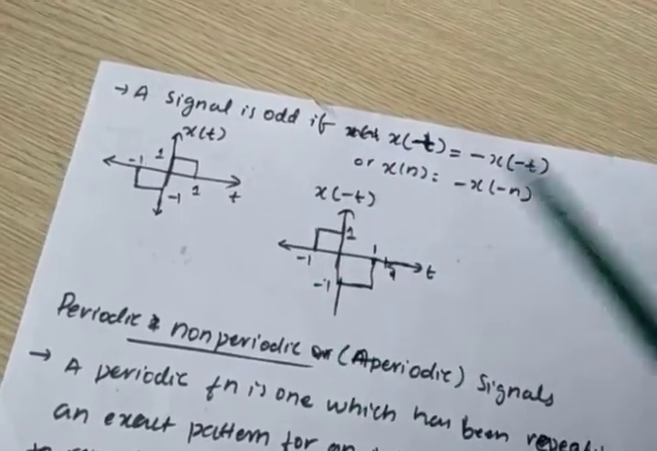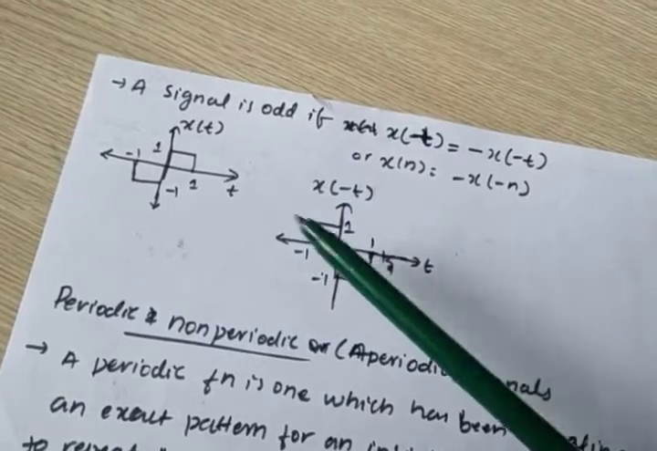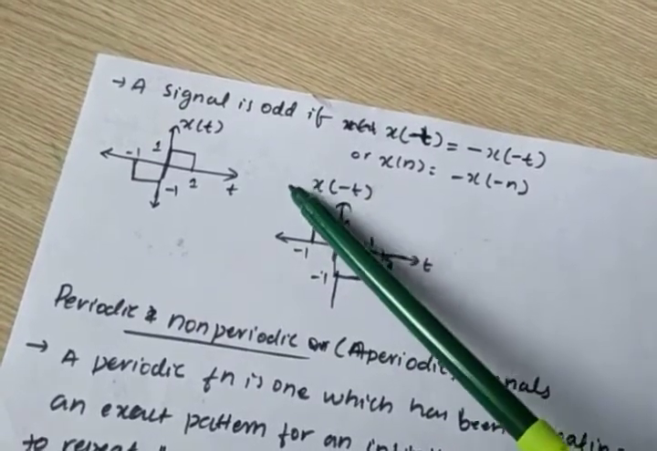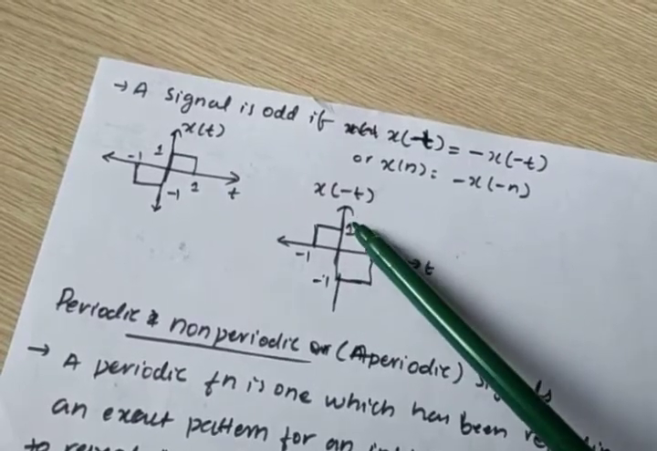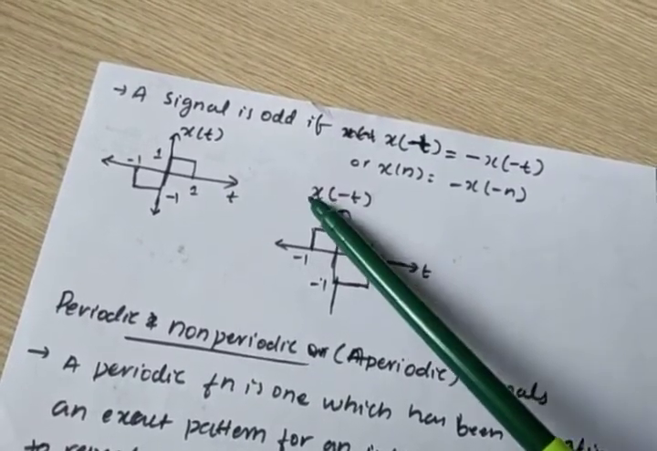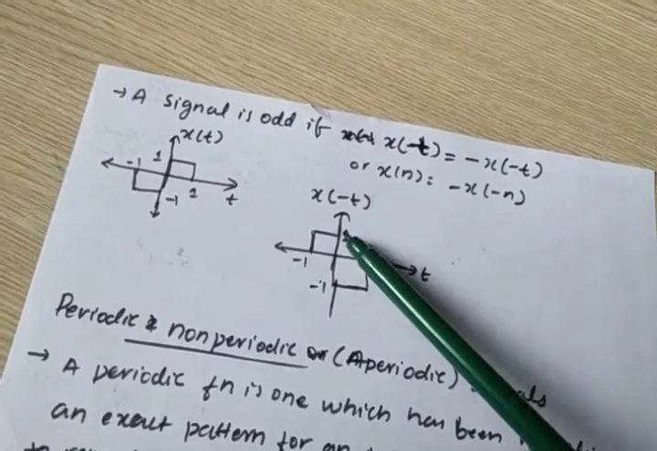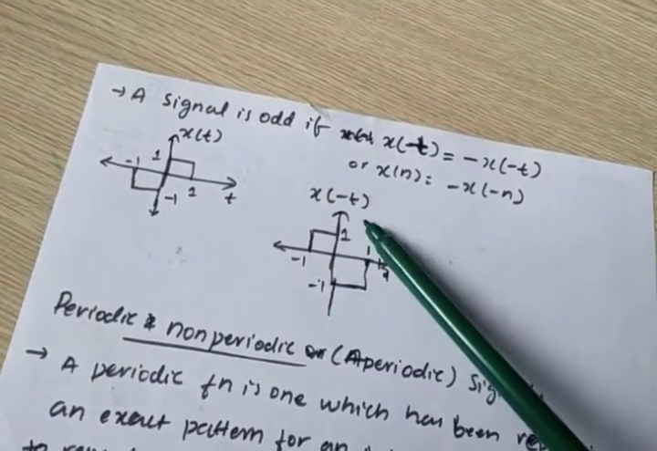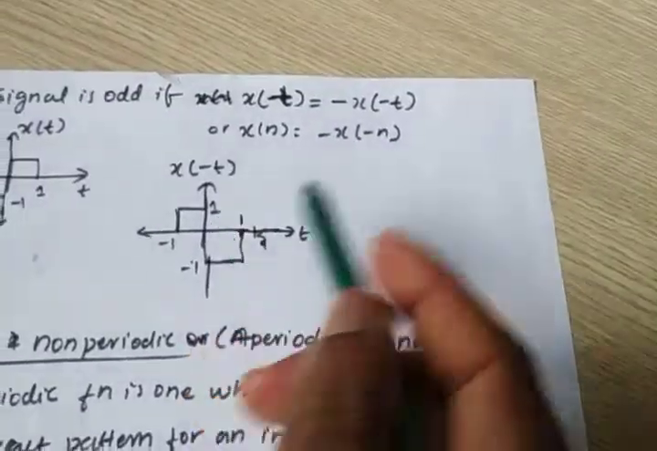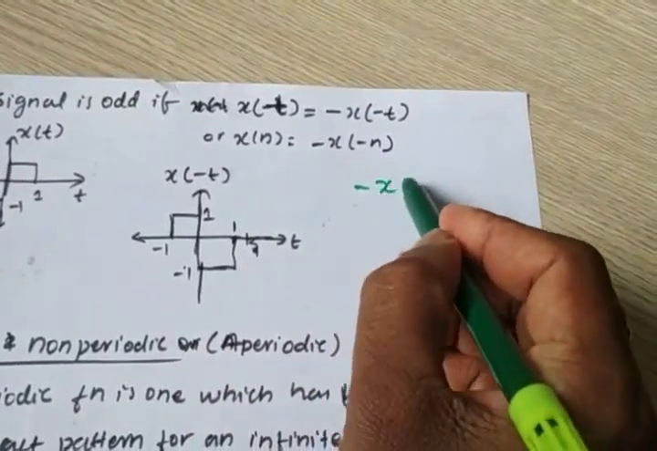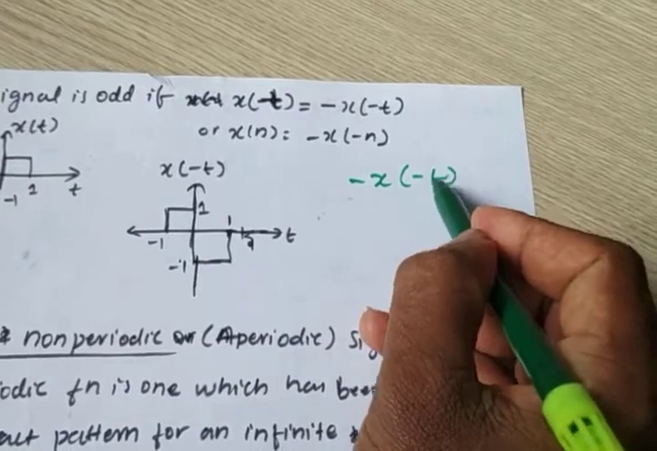Minus x of minus t. At that time you have to take the mirror image at the x-axis. Minus x of minus t, that means it affects the amplitude. Minus x of minus t means plus 1 becomes minus 1, minus 1 becomes plus 1. How will the signal be? You're taking minus x of minus t.